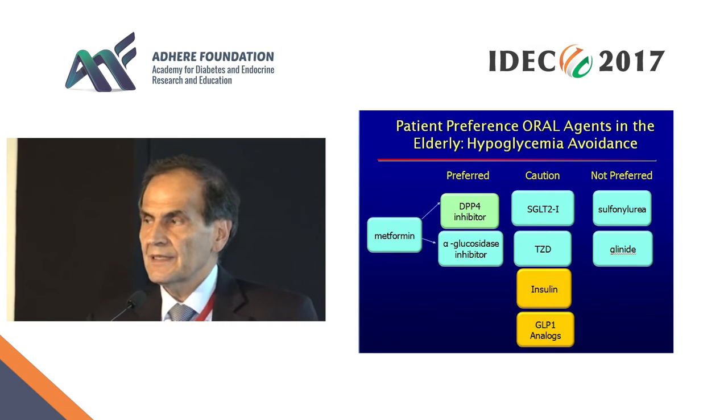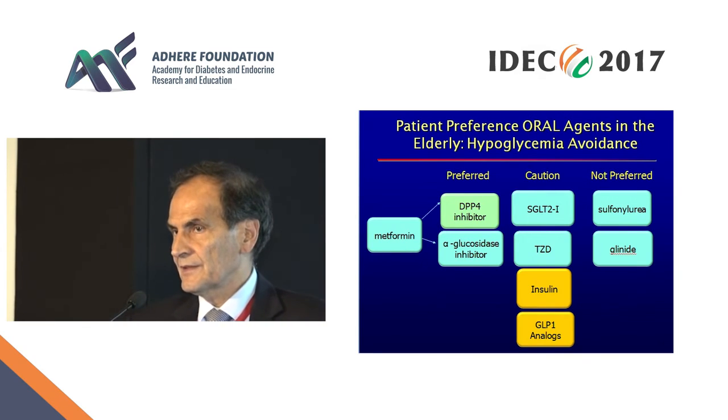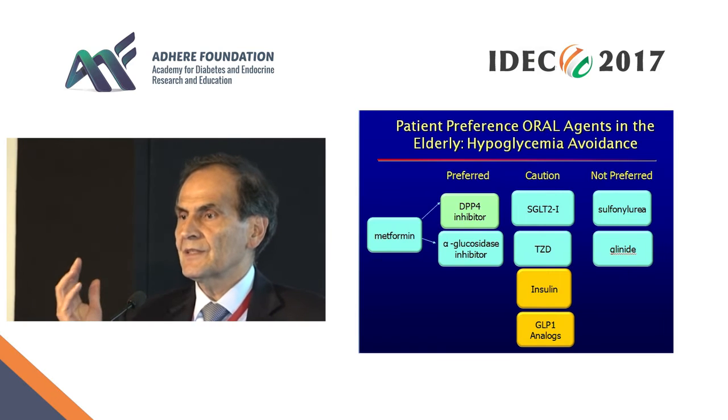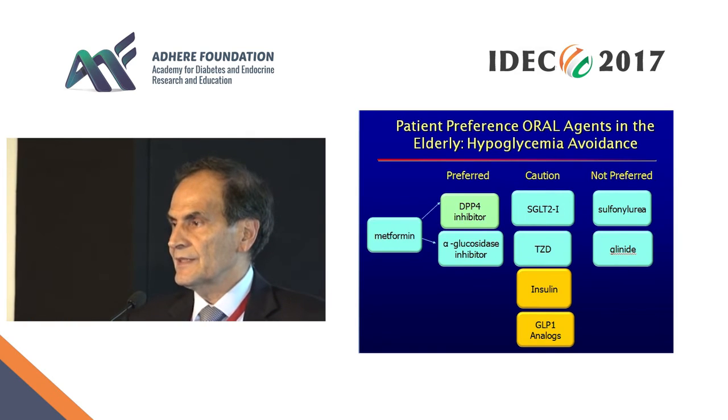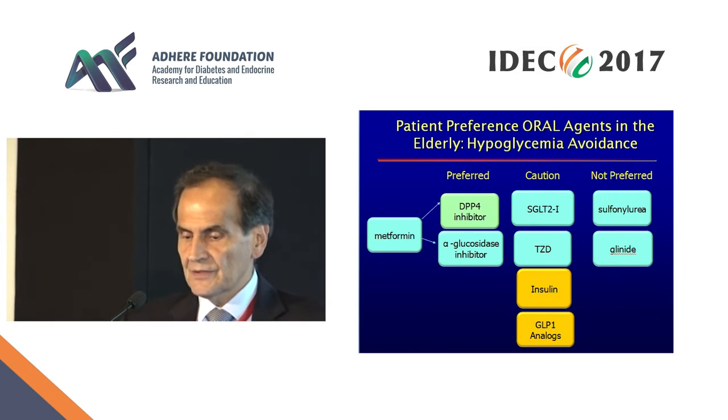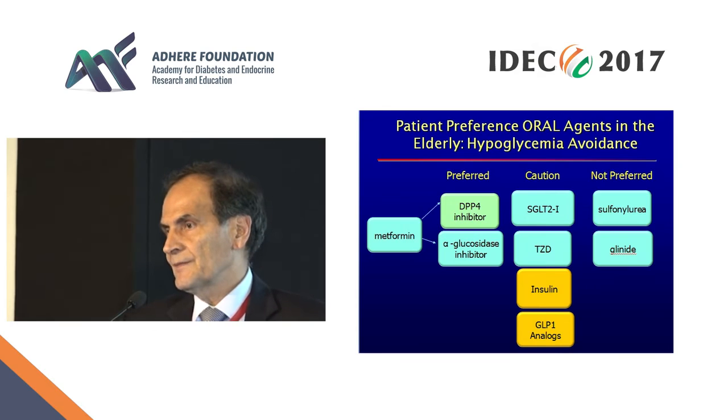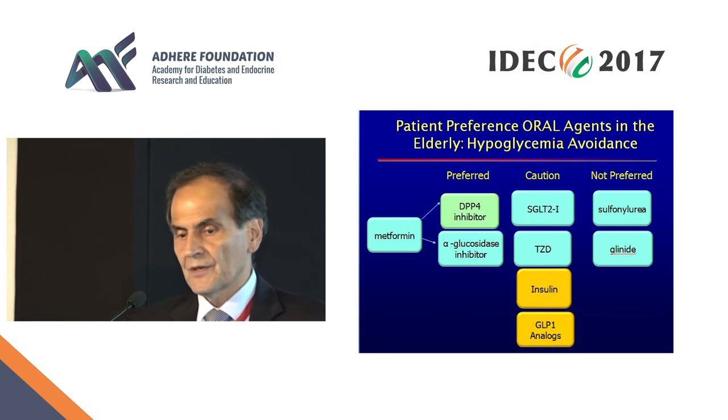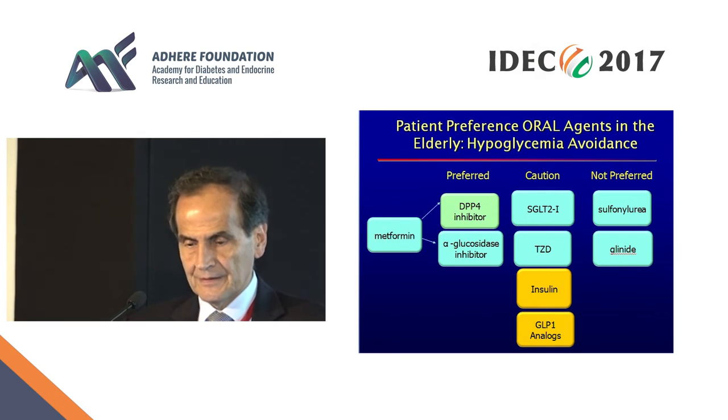We are suggesting that in elderly population, because you cannot predict if they're going to eat or how much they're going to eat, you should use agents not associated with hypoglycemia, such as the combination of DPP-4 and metformin in these patients.